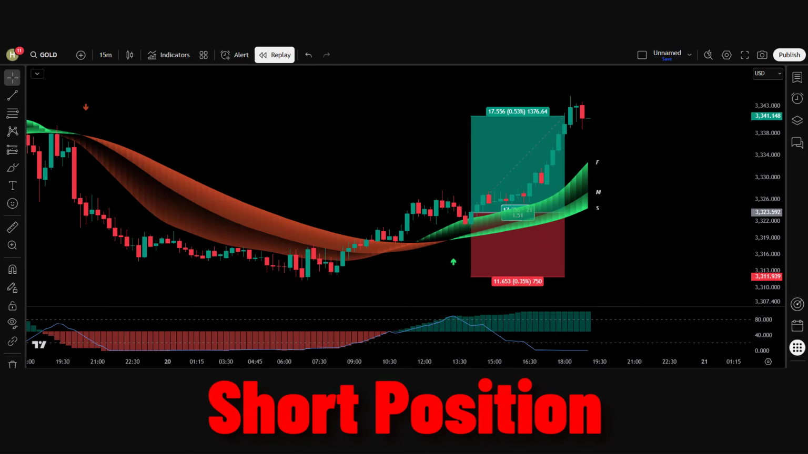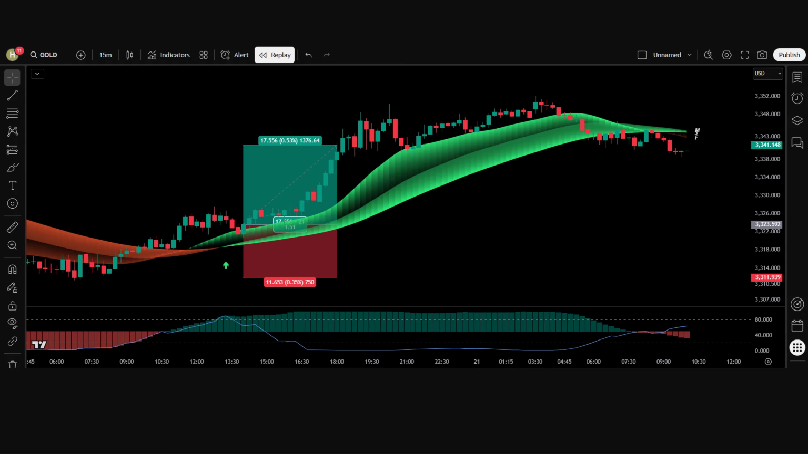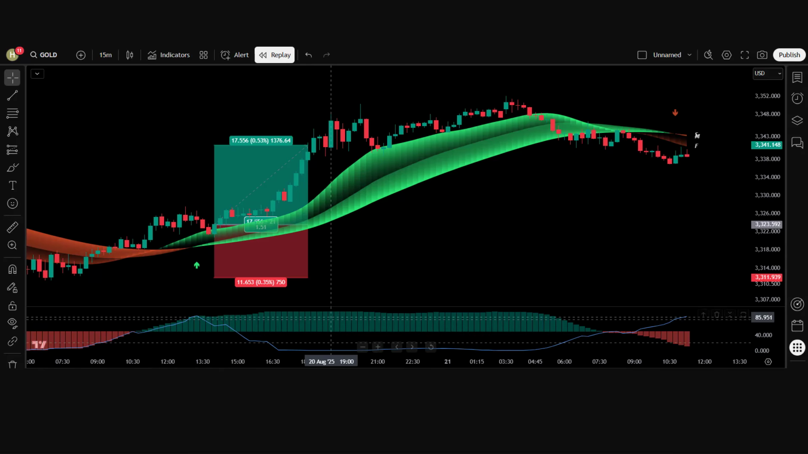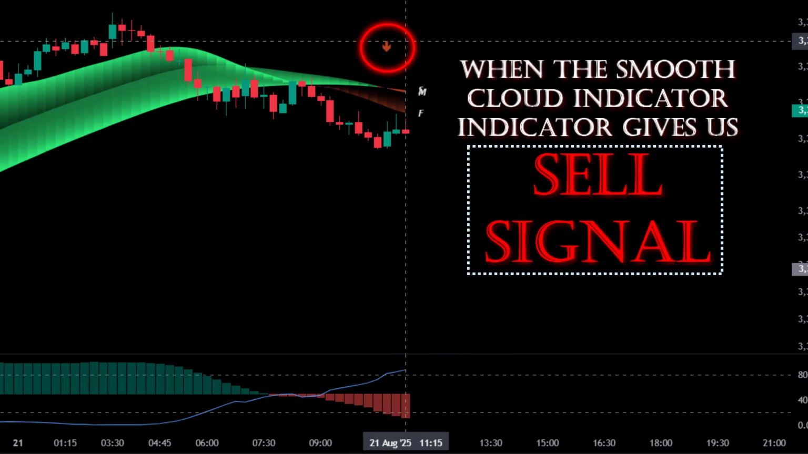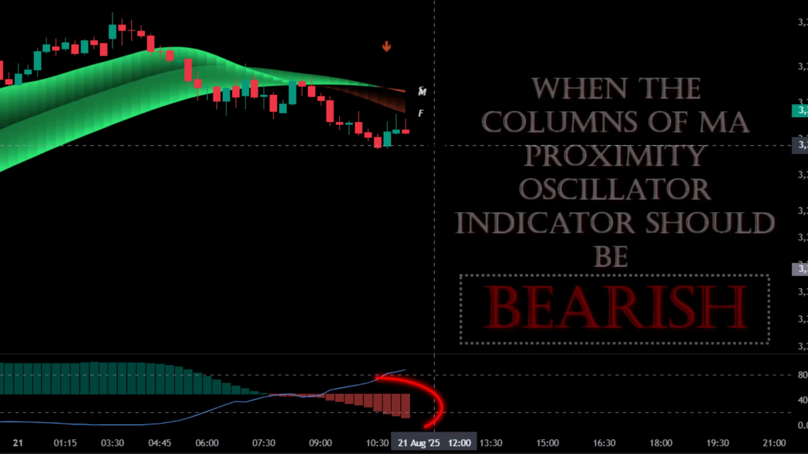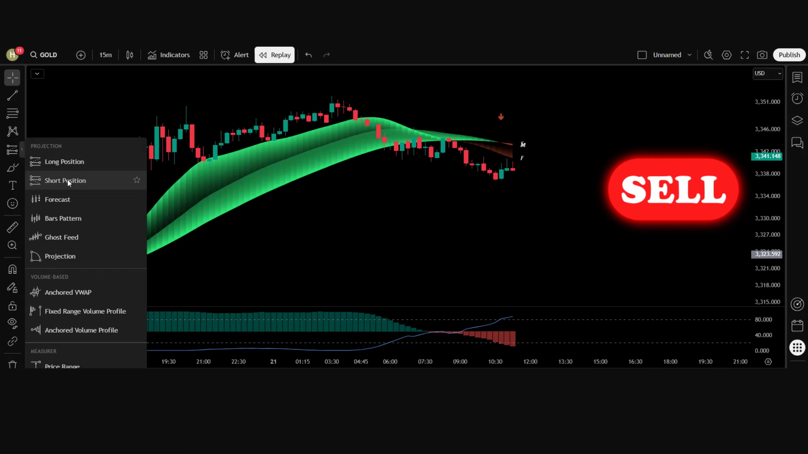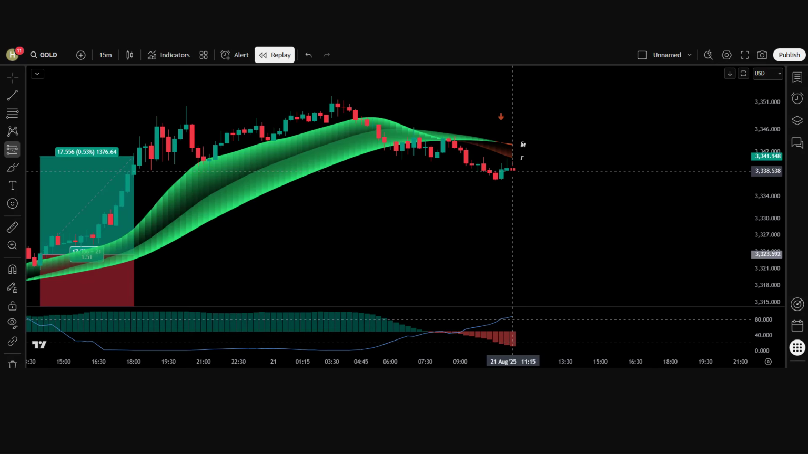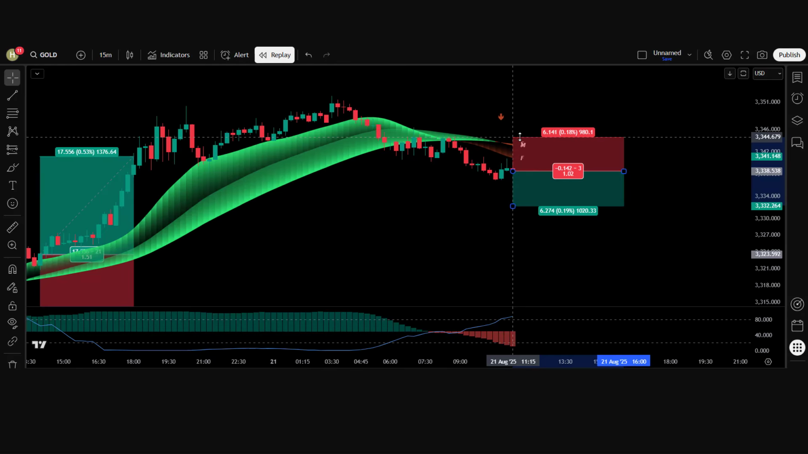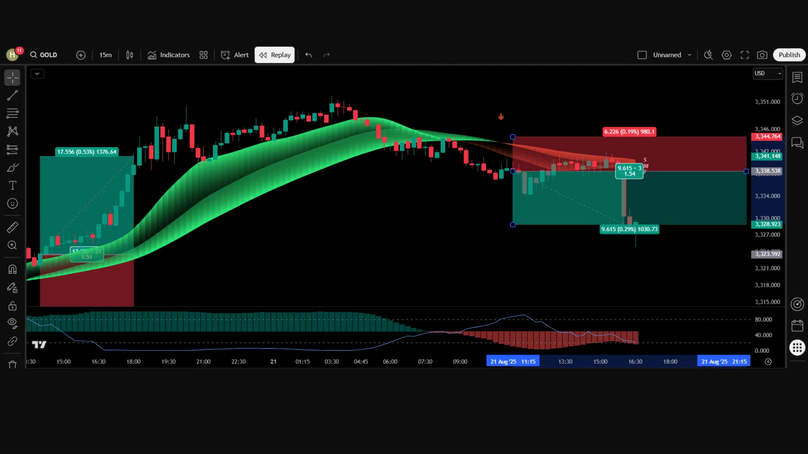Now let us understand the short position. When the Smooth Cloud indicator gives us a sell signal, when the market has formed a bearish candle, and when the columns of the MA proximity oscillator indicator are bearish, if this condition is fulfilled, then we will place a sell order. Our stop loss will be placed at the current market's higher level, and the risk to reward ratio will be 1:1.5. The market has completely hit the target.